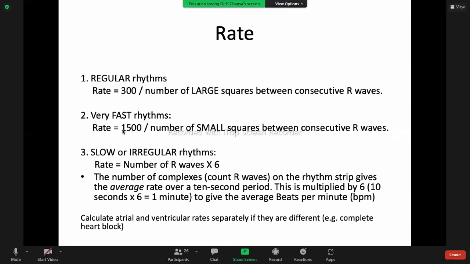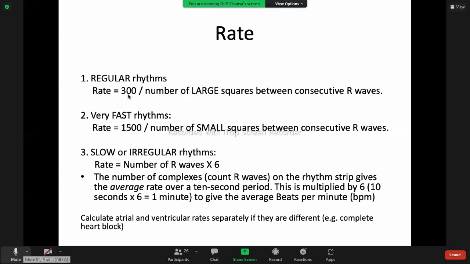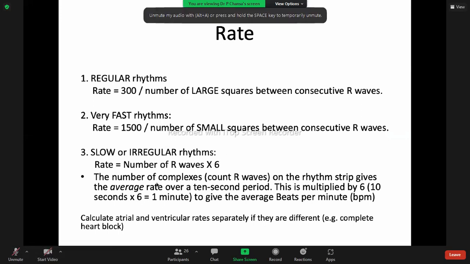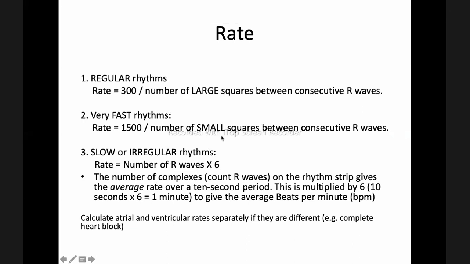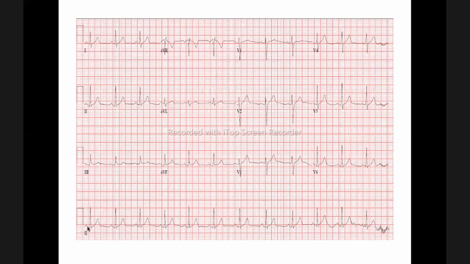Okay, so when you're counting the small boxes between the R waves, you use 1,500. It will give you the same number as if you use 300. Or, if you have a rhythm strip, you multiply by 6. What I mean is, from the beginning of the ECG here, this is a rhythm strip, okay? From the beginning of this ECG tracing, as long as it's moving at 25 millimeters per second, it will reach the end here in 10 seconds. So it means that you have so many heartbeats in that 10 seconds, right?